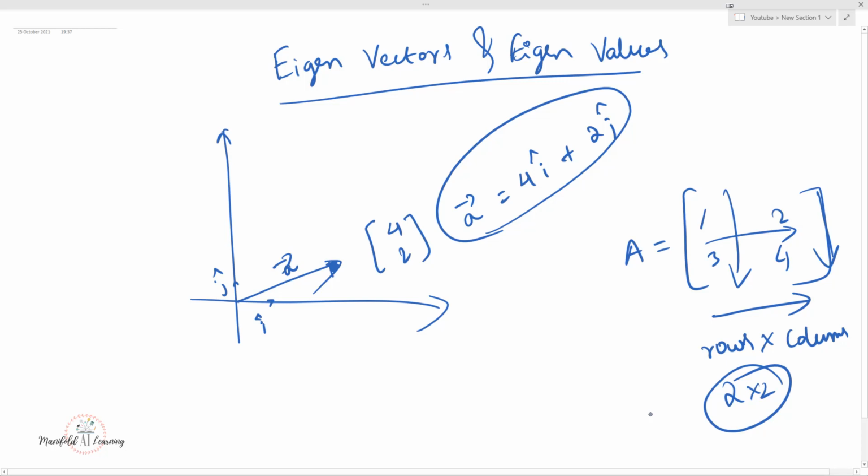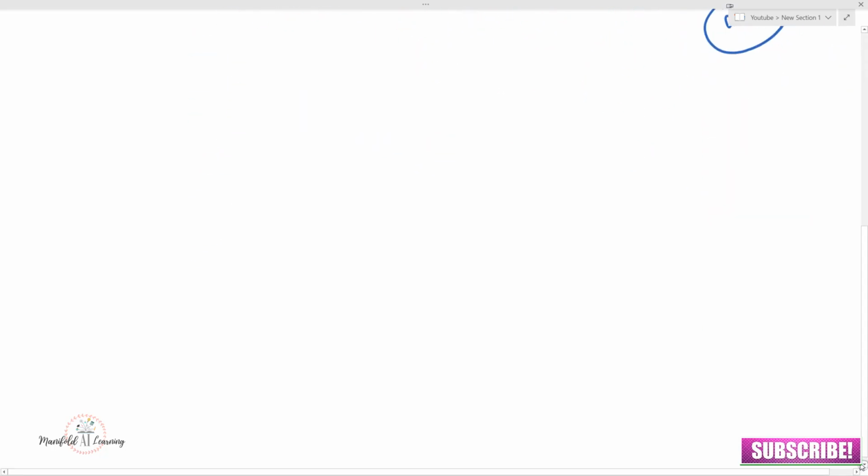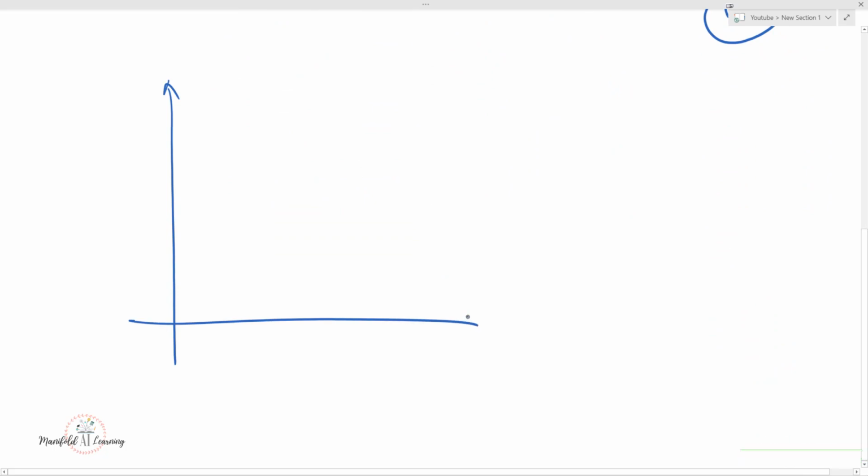Now I'm having my vector, and I'm also having my matrix. I'm going to multiply my vector with a matrix and see what effect it has on my input vector. To understand this concept, let's choose a vector with the coordinates 2 and 4. I'm calling this vector A. Now this is my vector, 2 and 4.